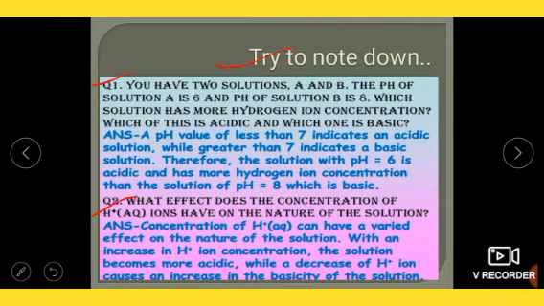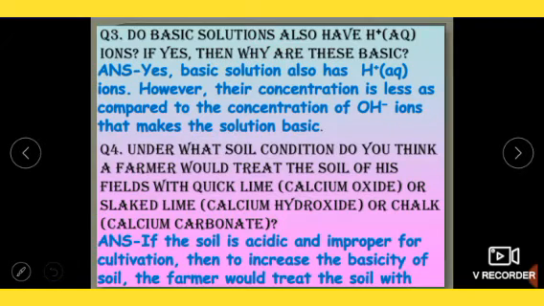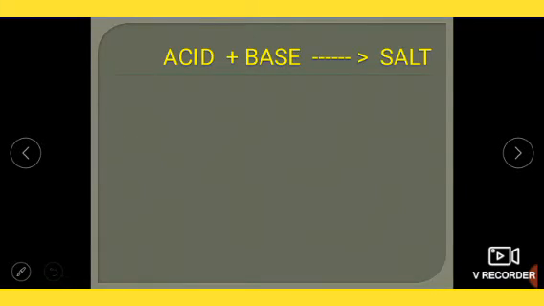Answer is already given here, but try to give the answer before reading it. Second question is, what effect does the concentration of H+ ion have on the nature of the solution? Third is, do basic solutions also have H+ aqueous ions? If yes, then why are they basic? Under what soil condition do you think a farmer would treat the soil in his field with quick lime or slaked lime or chalk lime? So these are the four questions. You have to do this.